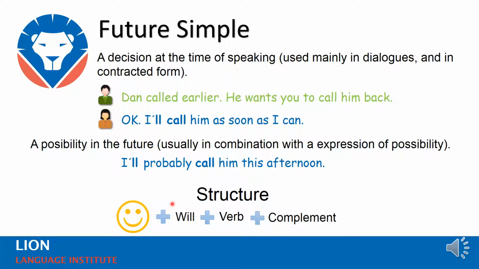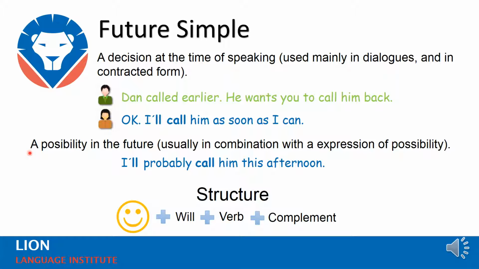Here we have the structure. First we begin with the subject. In this case, we used I plus our auxiliary will. This 'll means will. It's just the contracted form of will. We only add this 'll after the subject. Plus our verb, call, plus our complement, him as soon as I can.